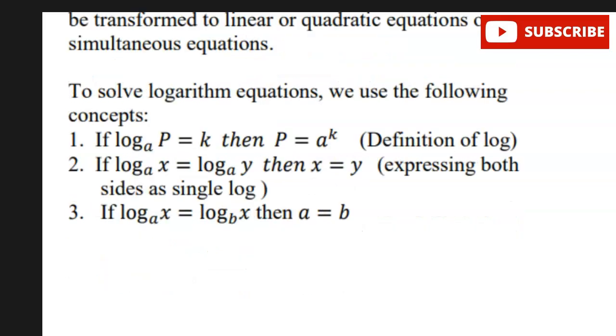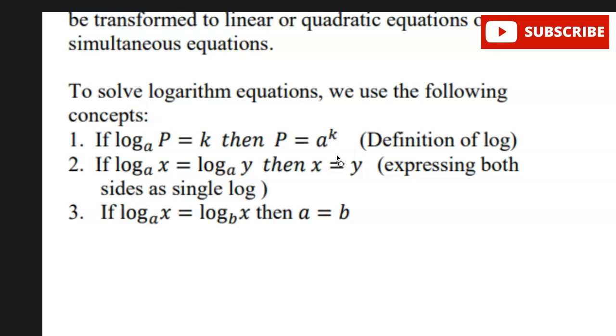The first one is by the definition that if log of p to the base a is equal to k, then we can transform it to indices, which is p is equal to a to the power k, as by definition of log. Or the second one, if log x to the base a is equal to log y to the base a, the bases are the same, then we can equate the numbers. Now this concept is expressing both sides as a single log.